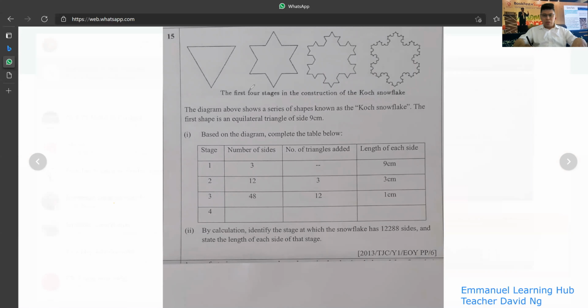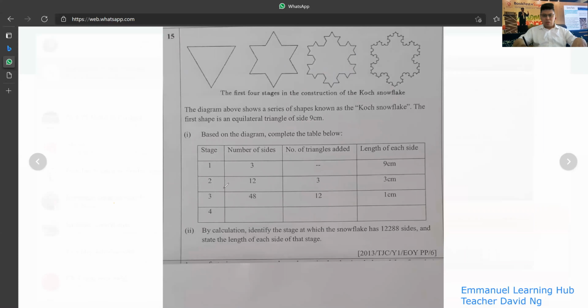Then stage 3, number of sides is 48. It's a bit of a hassle to count, so I will not be counting. So this is 48. Number of triangles added is 12. And length of each side is 1 cm. Can you understand? No? Okay.